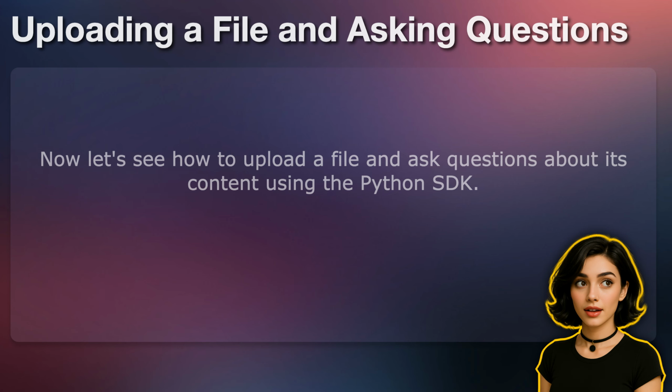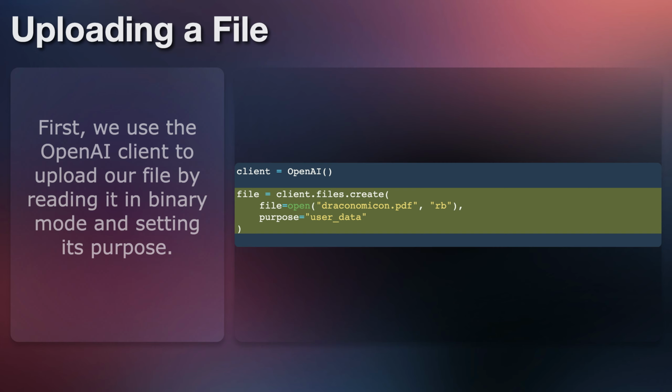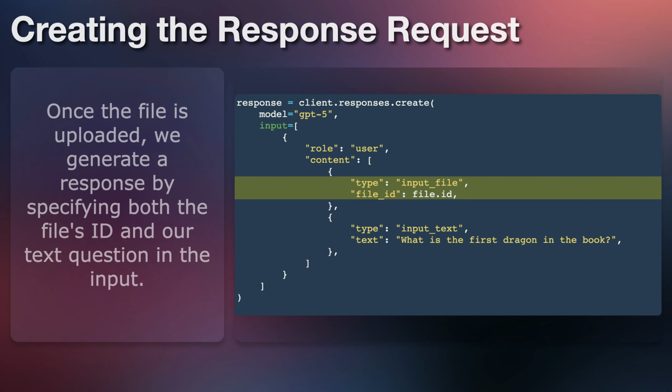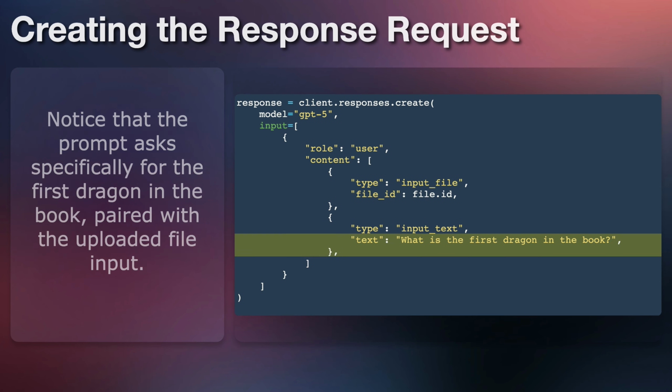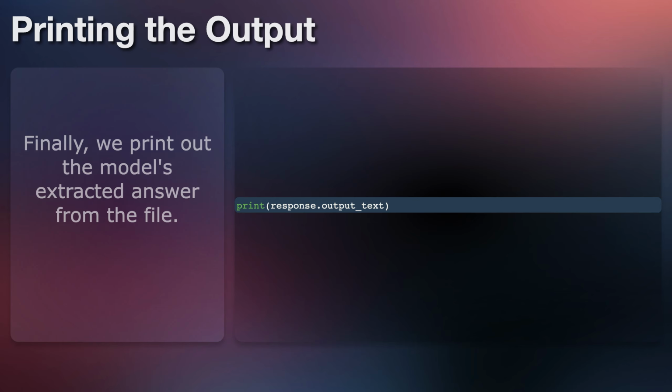Now let's see how to upload a file and ask questions about its content using the Python SDK. First, we use the OpenAI client to upload our file by reading it in binary mode and setting its purpose. Once the file is uploaded, we generate a response by specifying both the file's ID and our text question in the input. Notice that the prompt asks specifically for the first dragon in the book, paired with the uploaded file input. Finally, we print out the model's extracted answer from the file.